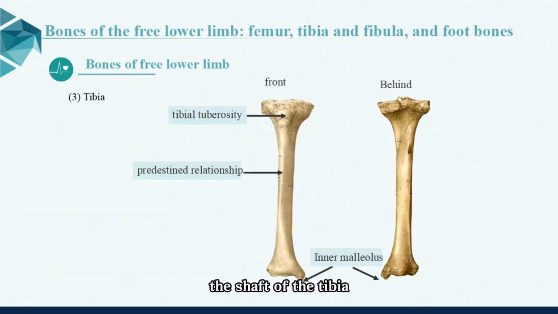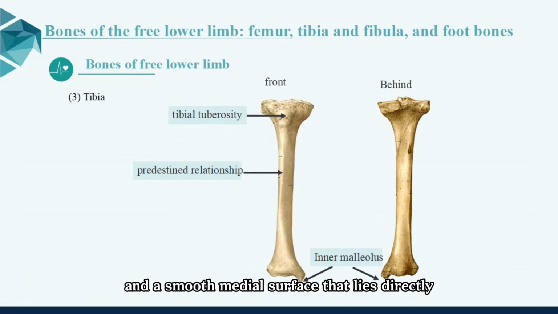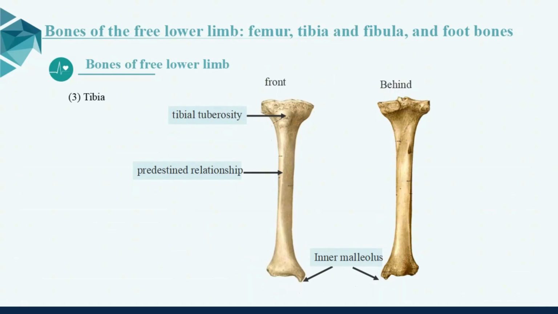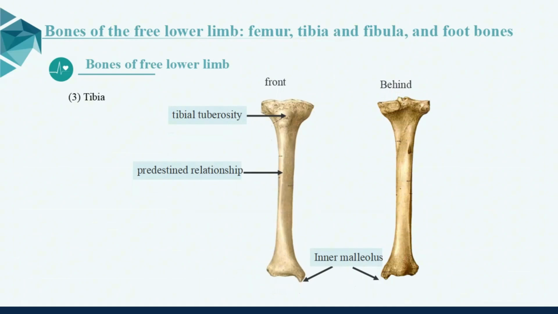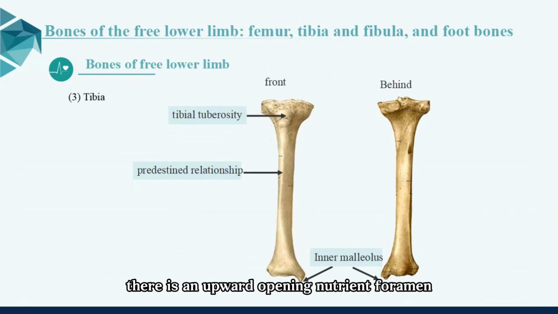The shaft of the tibia is prismatic in shape. It has a sharp anterior border and a smooth medial surface that lies directly subcutaneously. The lateral border provides attachment for the interosseous membrane of the leg and is called the interosseous border. The superior part of its posterior surface has an oblique line called the soleal line. Near the junction of the superior and middle thirds of the posterior surface, there is an upward opening nutrient foramen.